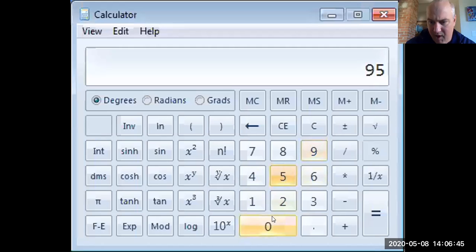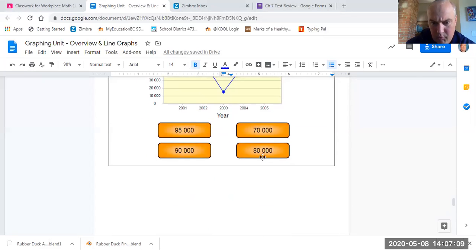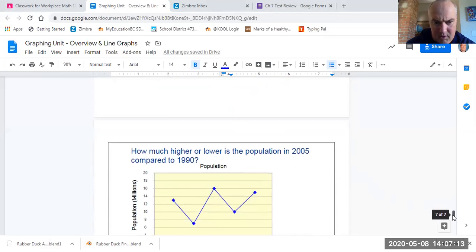So I'm just going to stop share here and then switch to my calculator for a second. I'm going to put in the number 95,000 minus the 15,000, which is the lowest number. And what we end up with is a figure of 80,000. So this is why this would be our answer. The answer that we're going to want to choose is 80,000. So this would be our value right here, 80,000. Does that make sense? So let's take a look at our last question here.